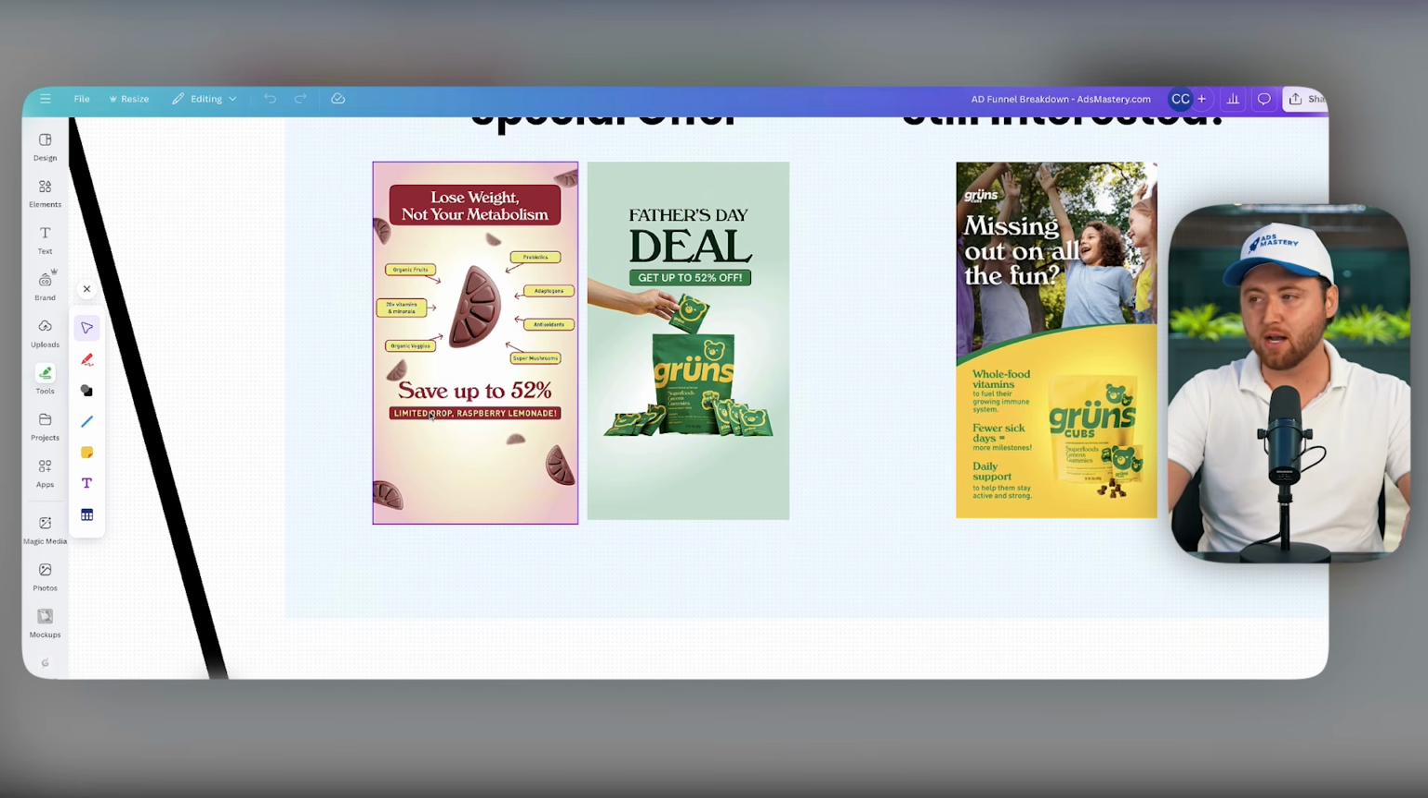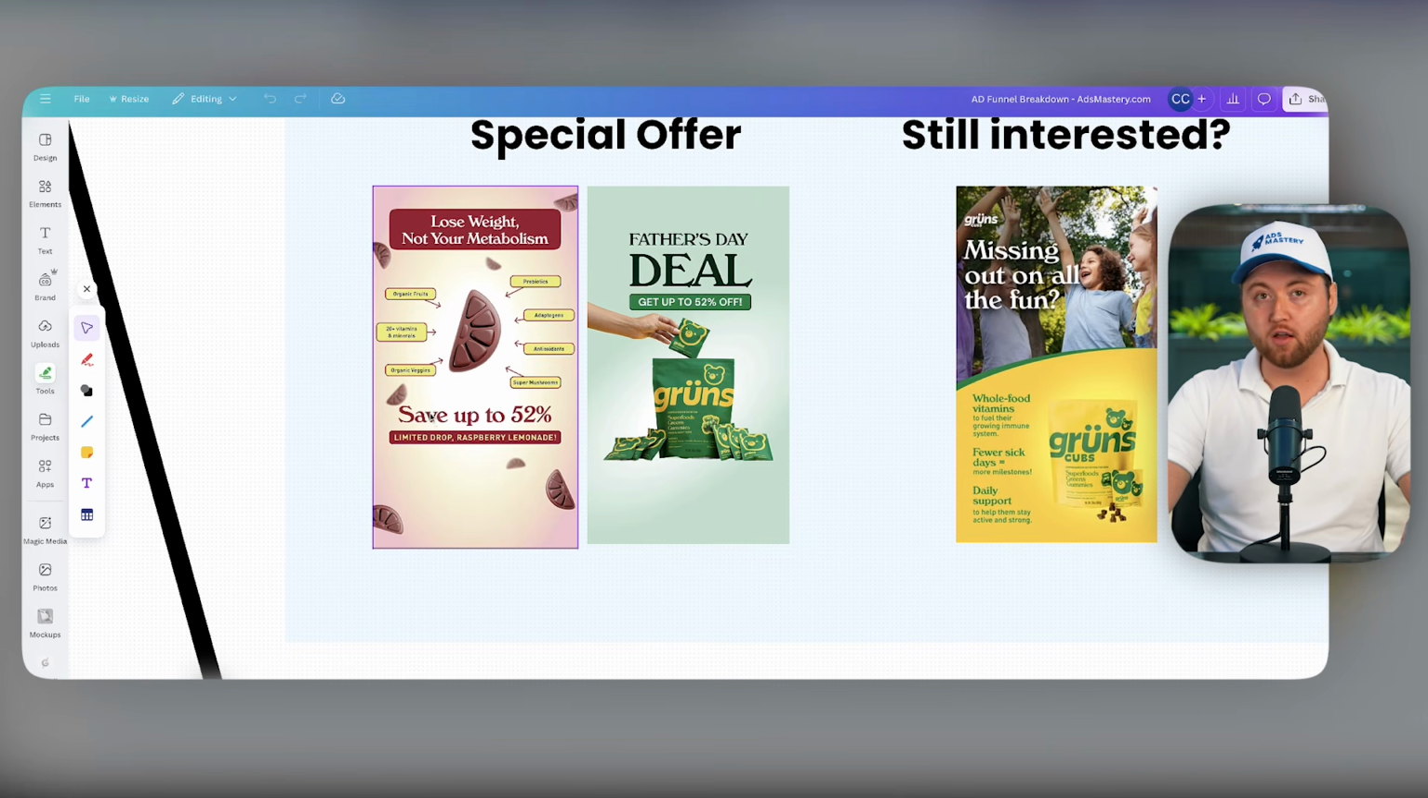Another angle is lose weight, not your metabolism, and then save up to 52%. This is a limited drop where this could work really well for current buyers that are big believers in the product, and now they found out about this new drop, and this is their chance to try this new product at a discount. This is a great way to get people to cross-sell into your other product lines.